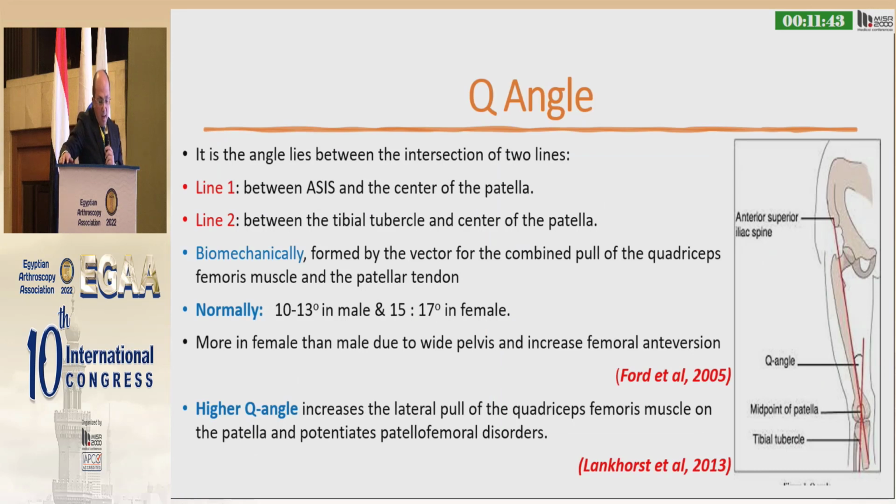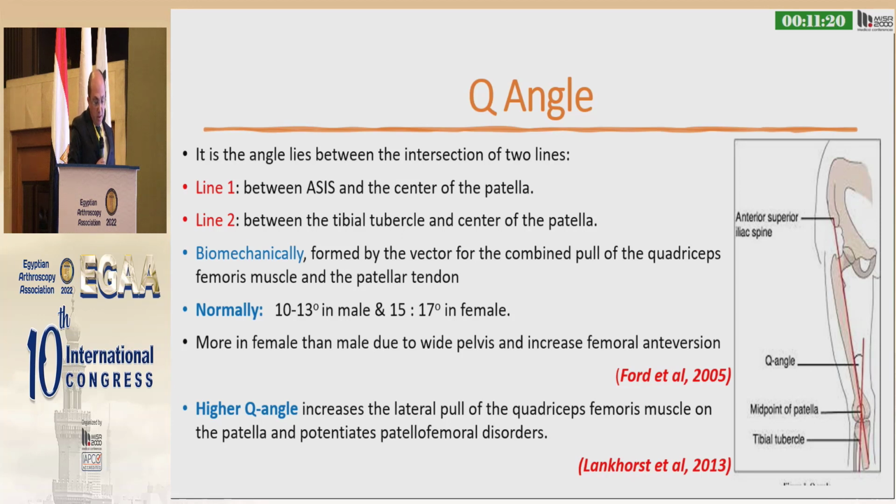What is the Q angle? It's the angle between two lines: one between the anterior superior iliac spine and the midpoint of the patella, and the other between the tibial tuberosity and the center of the patella. Biomechanically, it's formed by the vector of the combined pull of the quadriceps femoris muscle and the patellar tendon.